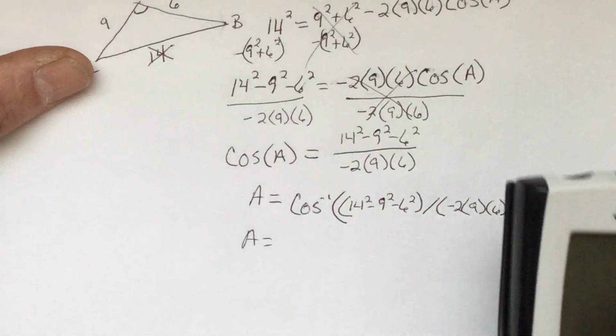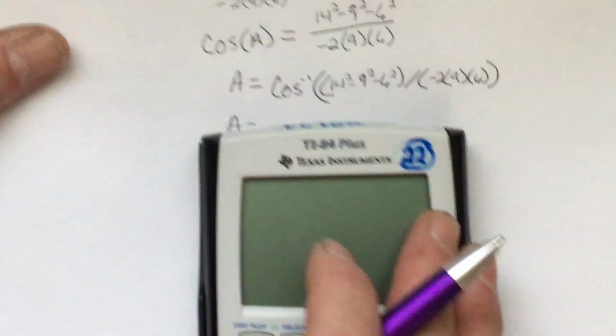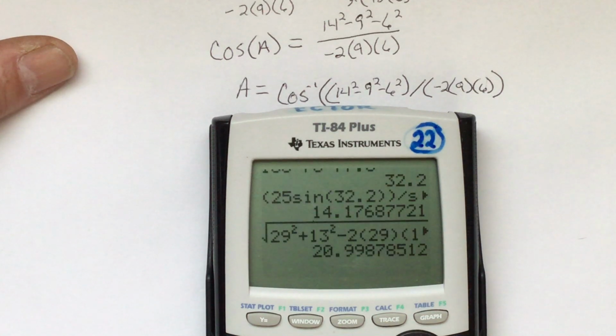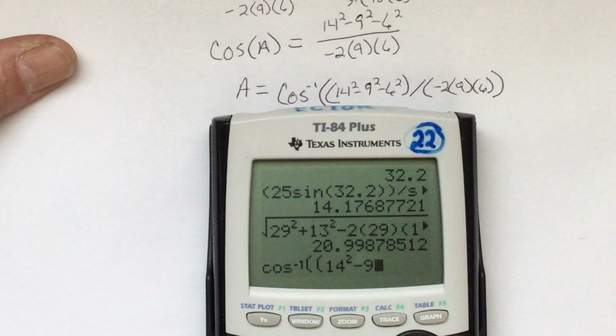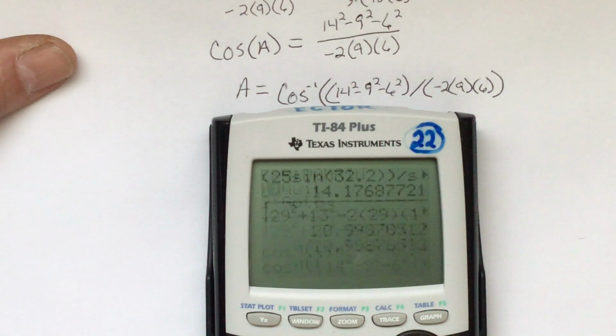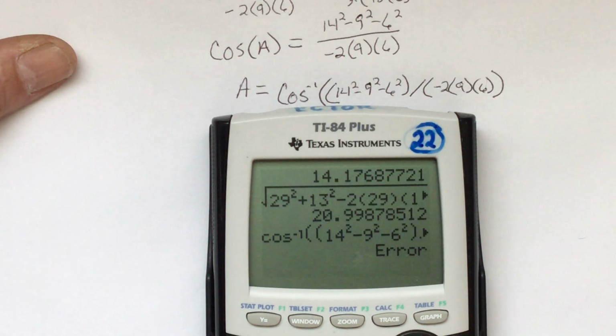All right. Go to your calculator. Type that in. Inverse cosine. Another open parenthesis. 14 squared minus 9 squared minus 6 squared. Close parenthesis. Divide. Open parenthesis. Negative 2 times 9 times 6. Final closing parenthesis, enter. Oh, I made an error.